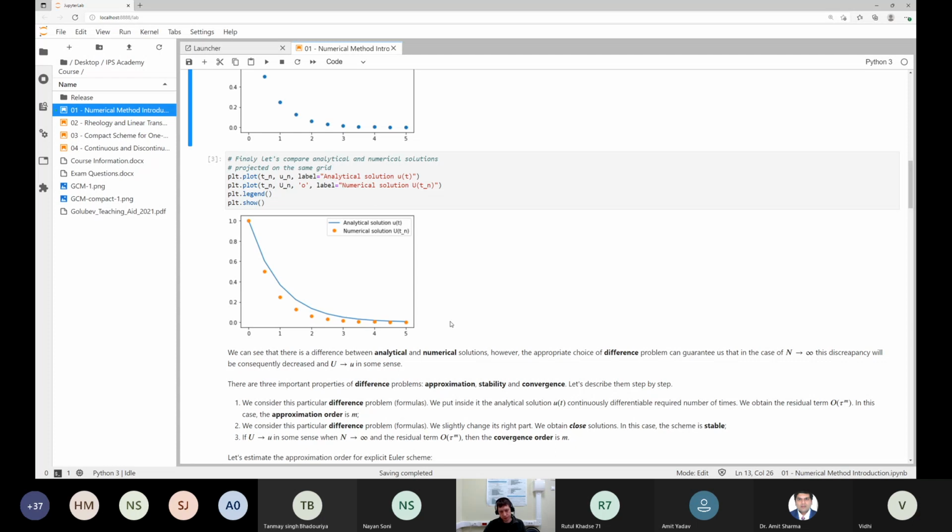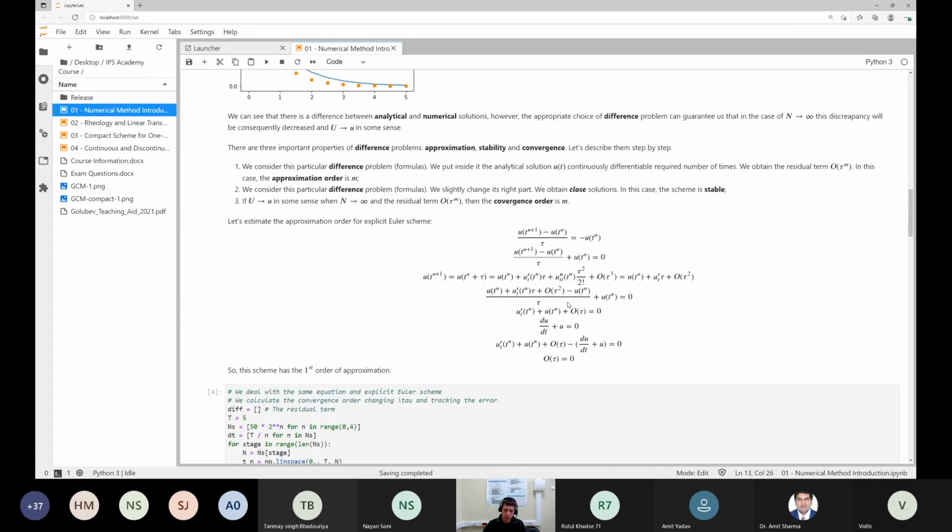What we can do, we can put here more points, and we will obtain a numerical solution that is closer to the analytical solution, because the explicit Euler scheme is stable for this particular case and will demonstrate the convergence.